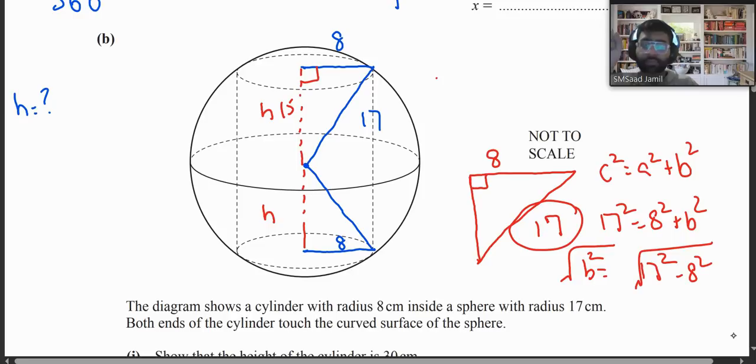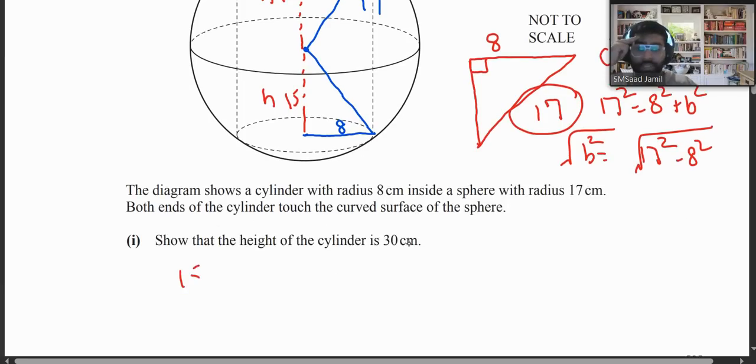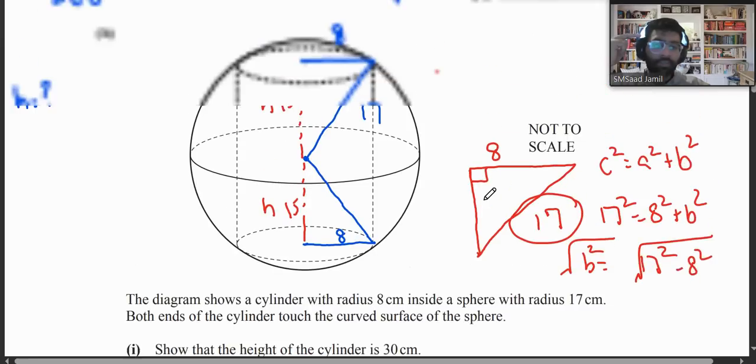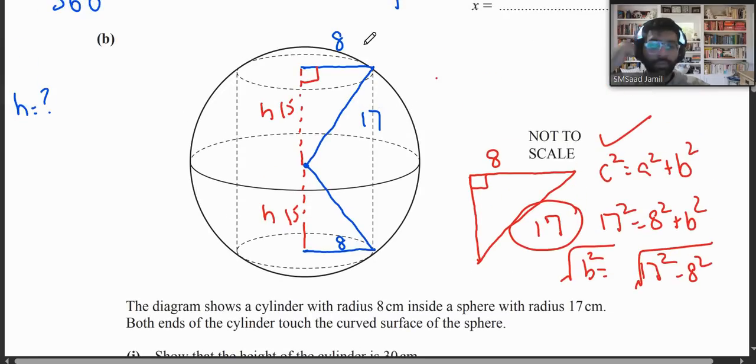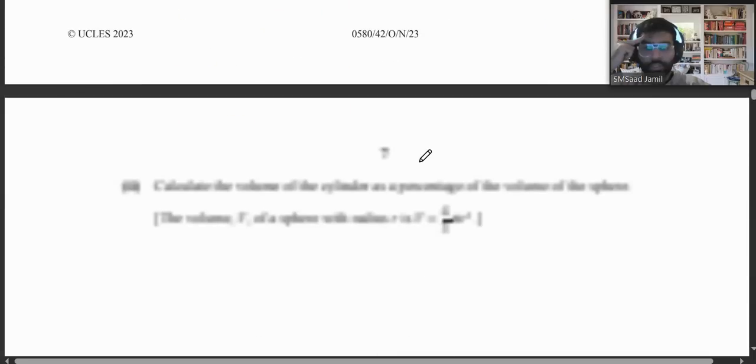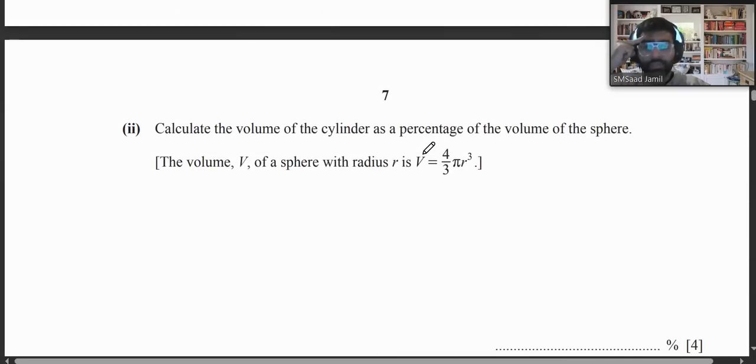This is not your answer though. If the upper height is 15, the lower height will also be 15. So the total height is 15 plus 15, total height is 30. You guys will show this as your working. Okay. Now, it says calculate the volume of the cylinder as the percentage of the volume of the sphere.